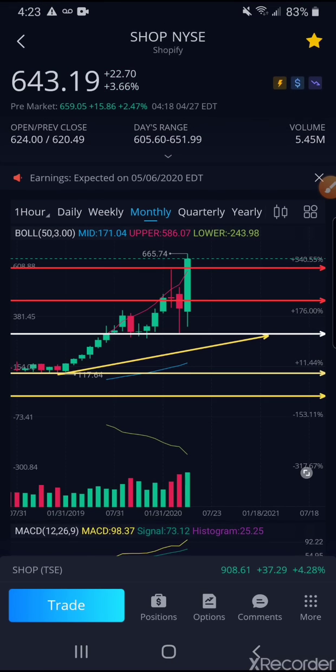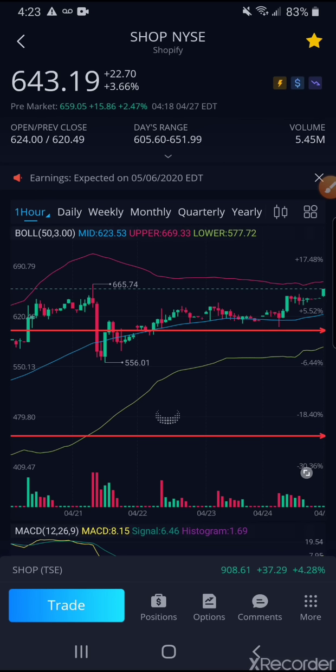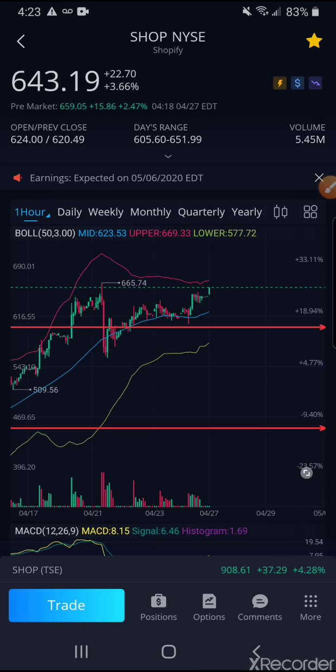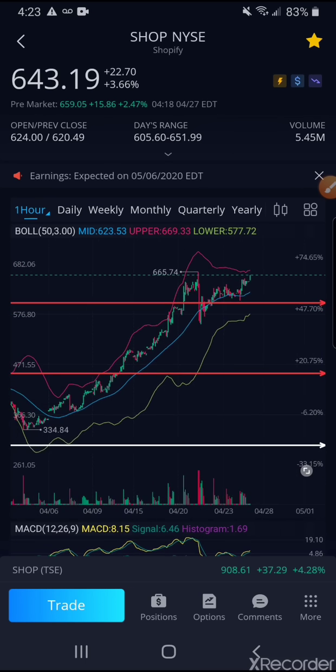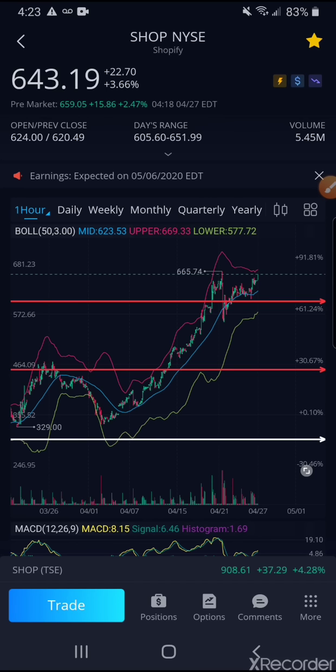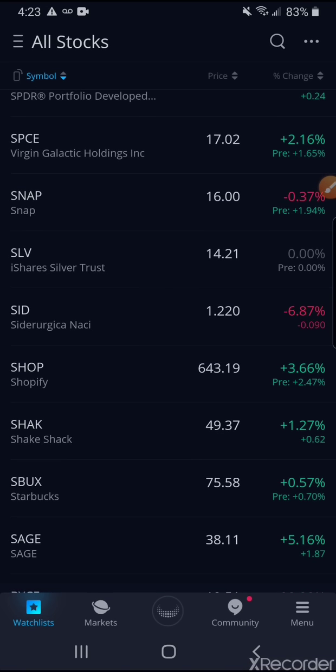But speaking of Tesla, so 659, earnings are on May 6th. This is Shopify. And again, you can just look at this even on an hourly chart and see that it's clearly just trailing upward. All right, so let's go on to Tesla.